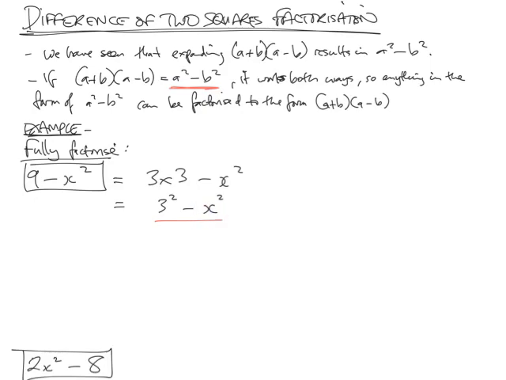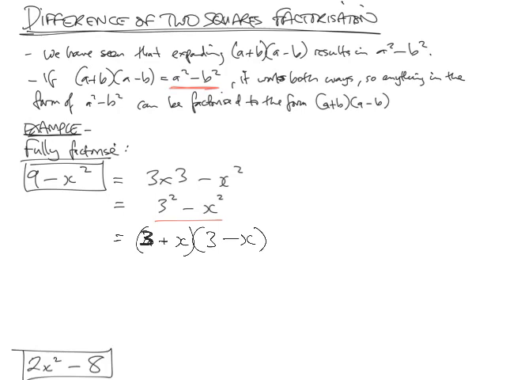One's being subtracted from the other, so we can use that shortcut to factorize it to a plus b in brackets times by a take b in brackets. So a in our situation is going to be 3, and b is going to be x, so it's 3 plus x, 3 minus x.